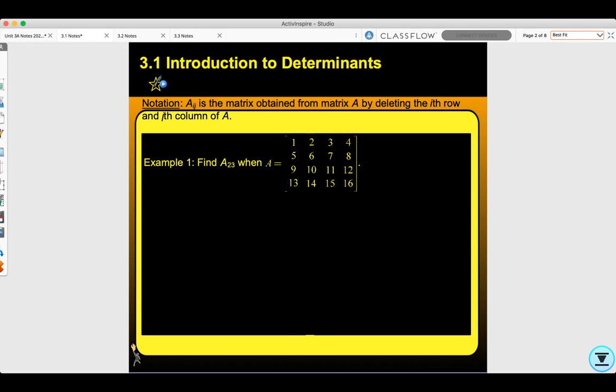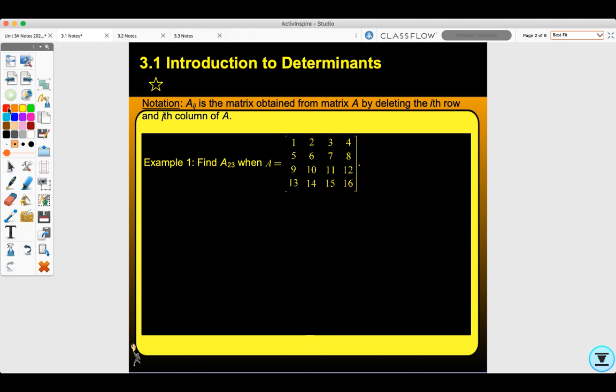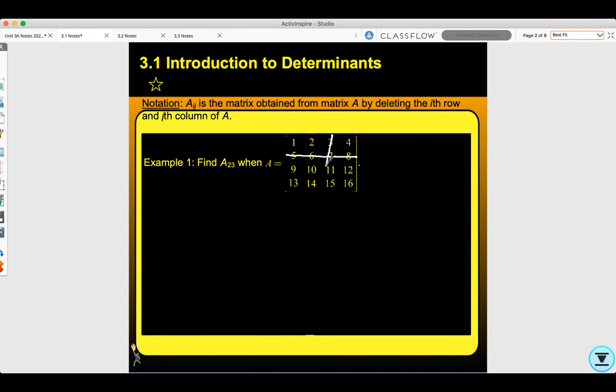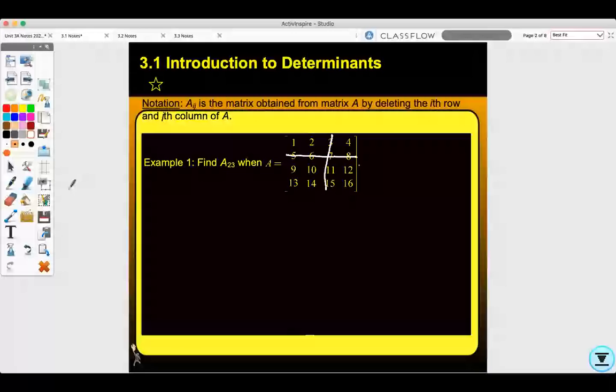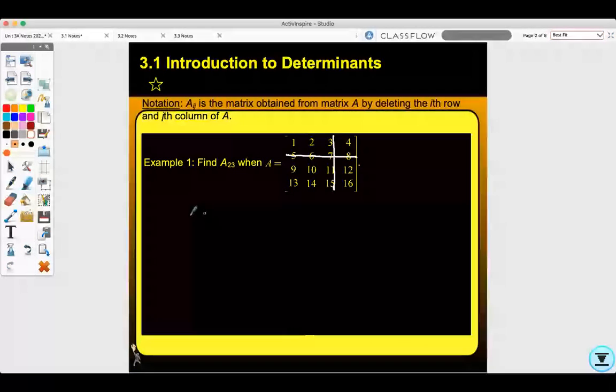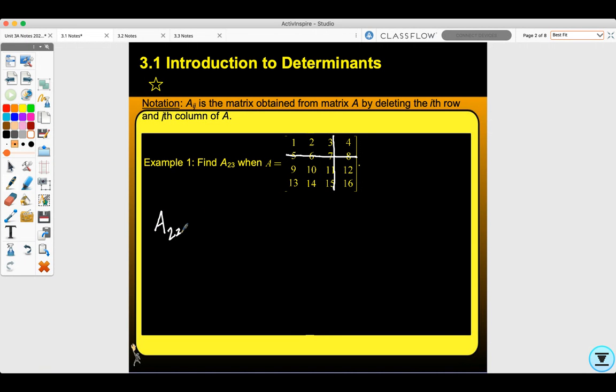For example 1, find A23, where A is this matrix. So that would mean that we would delete row 2, because it's the ith row, and the third column. So A23 would be 1, 9, 13, 2, 10, 14, 4, 12, 16.